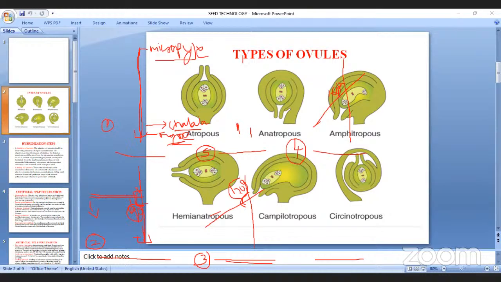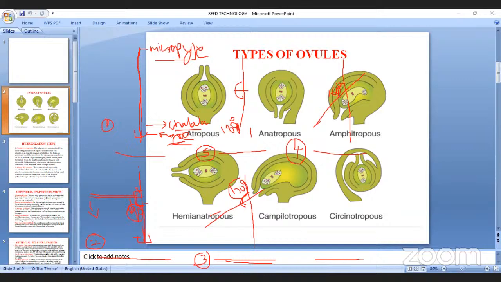And the angle completely turns 180 degrees. Here 90 degrees and here 90 degrees, total 180 degrees. Anatropous, the angle is 180 degrees. So this is the anatropous ovule, the most advanced one. This is mainly found in all types of angiosperm families.